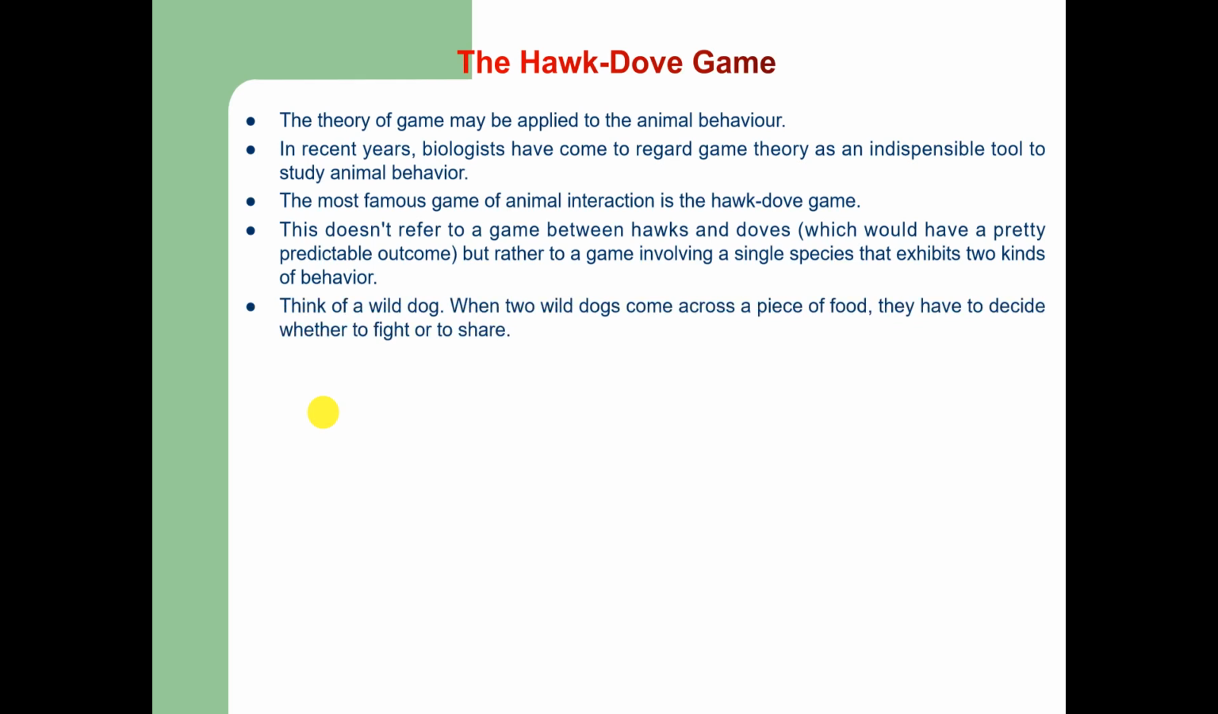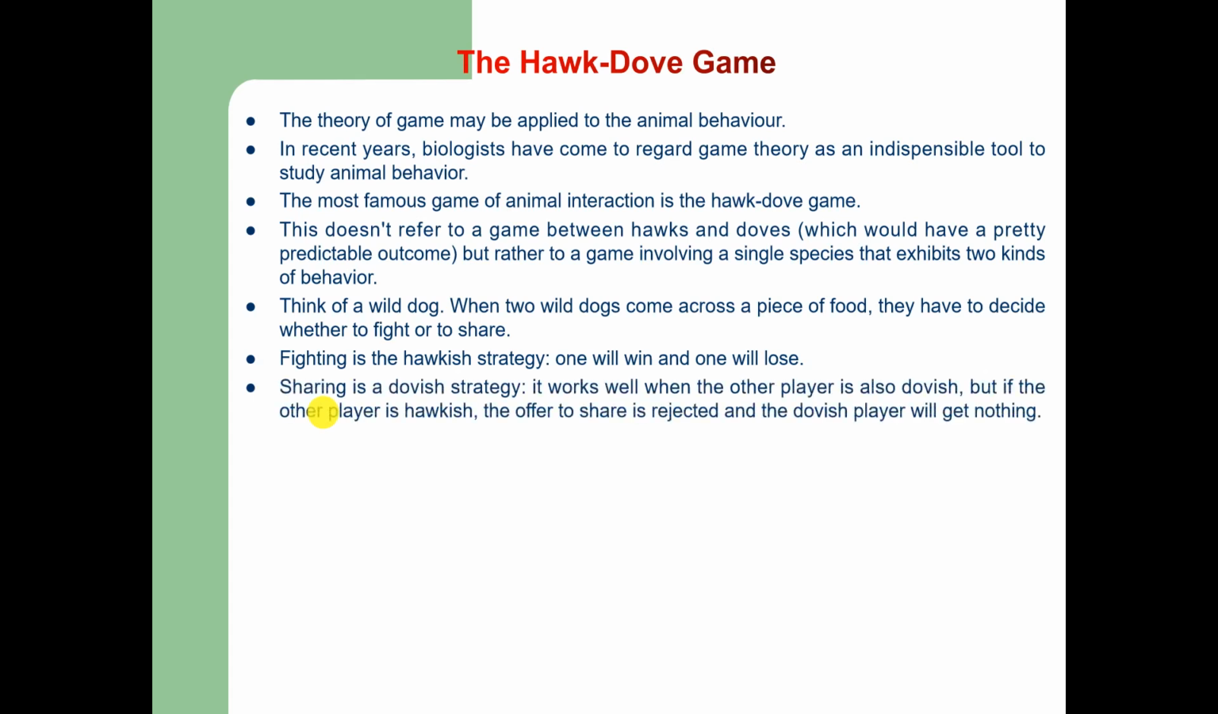Let us think of a wild dog. When two wild dogs come across a piece of food, they have to decide whether to fight or to share. So they have two strategies, either to fight or to share between them. Fighting is the hawkish strategy. One will win and the other one will lose. Sharing is a dovish strategy. It works well when the other player is also behaving like a dove. But if the other player is hawkish, the offer to share is rejected and the dovish player will get nothing.